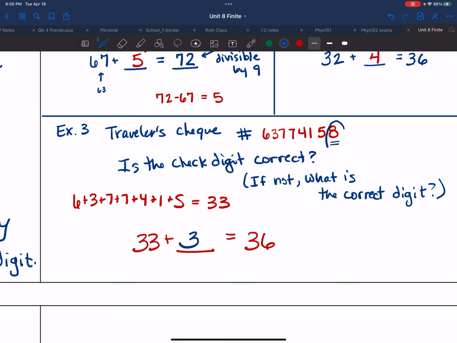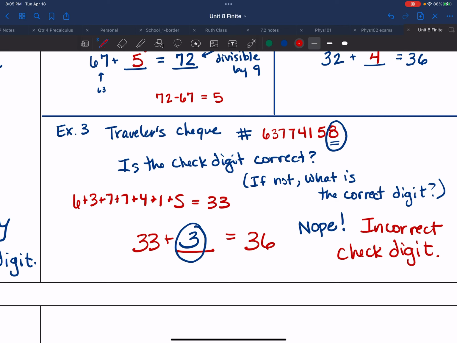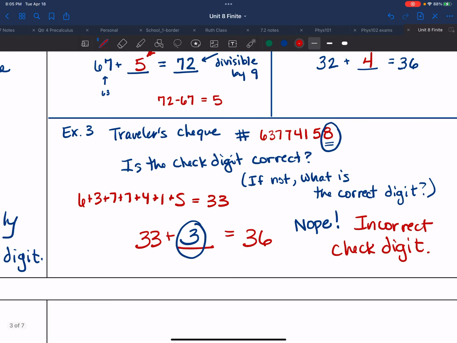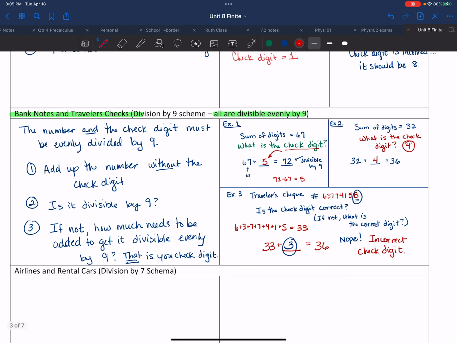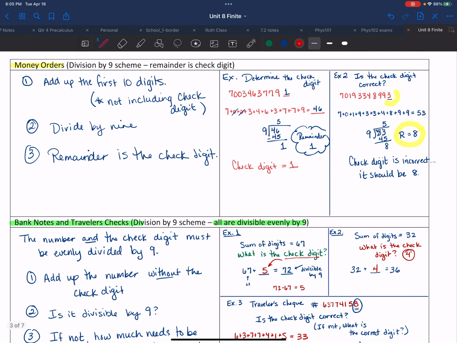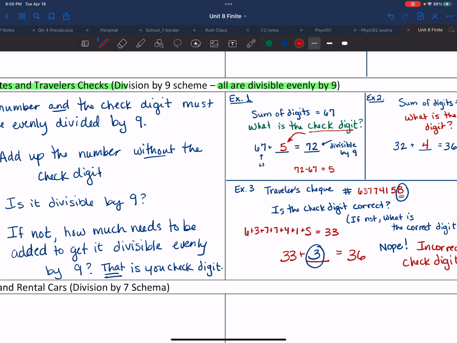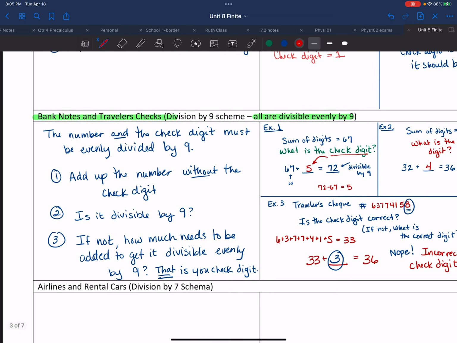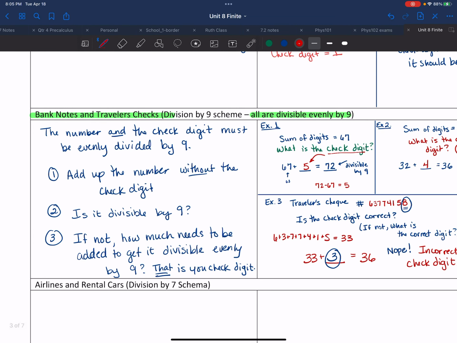Then I have to check, is this check digit equal to this one? Nope, it is not. So we have an incorrect check digit. So both of these, again, one is looking at the remainder being your check digit. The other one is what you need to get it up to the next evenly divisible by 9. So both of them involve division by 9, but in different ways.